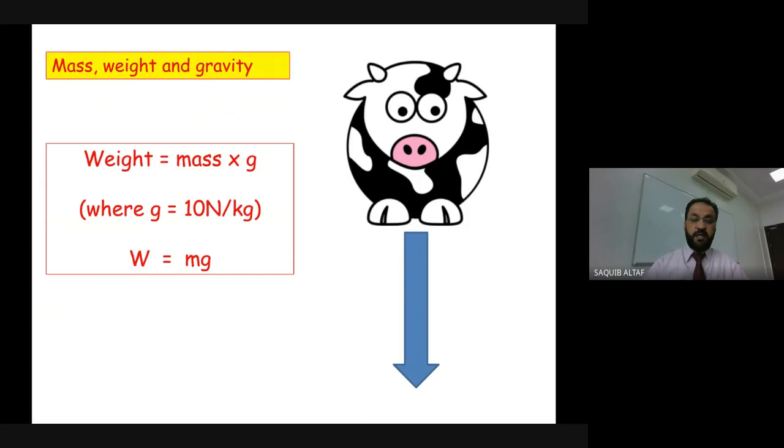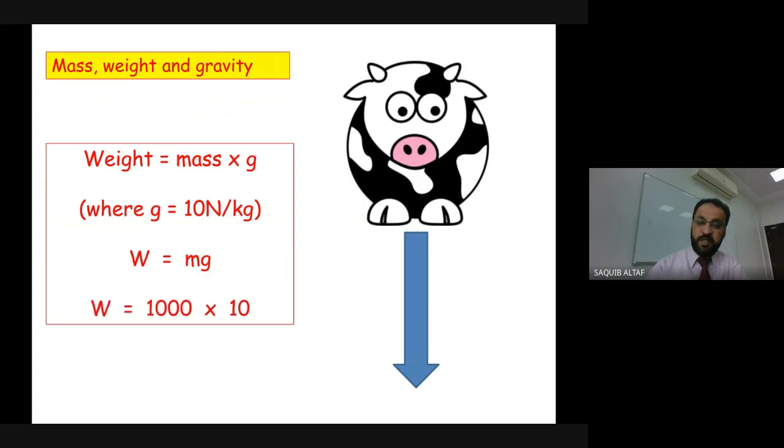So you can see W equals mg. M is mass, and you will multiply with gravity, you will get its weight. So you can see its mass is 1000, so 1000 times 10, it is 10,000 Newton is the weight of this animal.